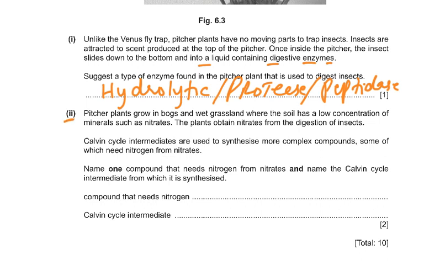Then, of course, it comes to part 2. Pitcher plants grow in bogs and wet grasslands where the soil has a low concentration of minerals such as nitrates. The plants obtain nitrates from the digestion of insects. Calvin cycle intermediates are used to synthesize more complex compounds, some of which need nitrogen from nitrates. Name one compound that needs nitrogen from nitrates and name the Calvin cycle intermediate from which it is synthesized. Compound that needs nitrogen, well, of course, we all know that: amino acids, proteins.